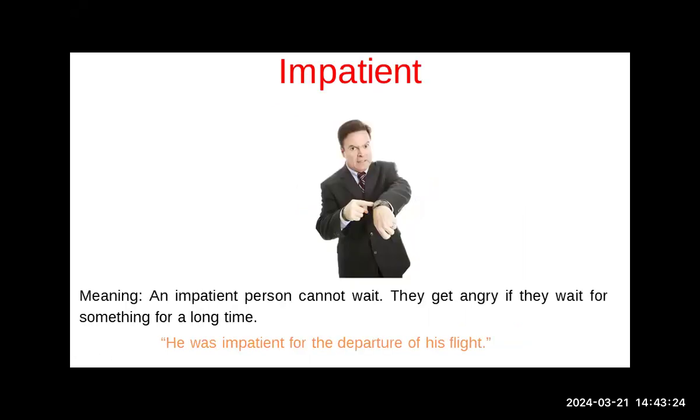Impatient. Just can't wait. They get angry if they wait for something for a long time. So they are impatient. So there are certain people who are always impatient. Some people are impatient once in a while, but some are always impatient. So that's just their personality.